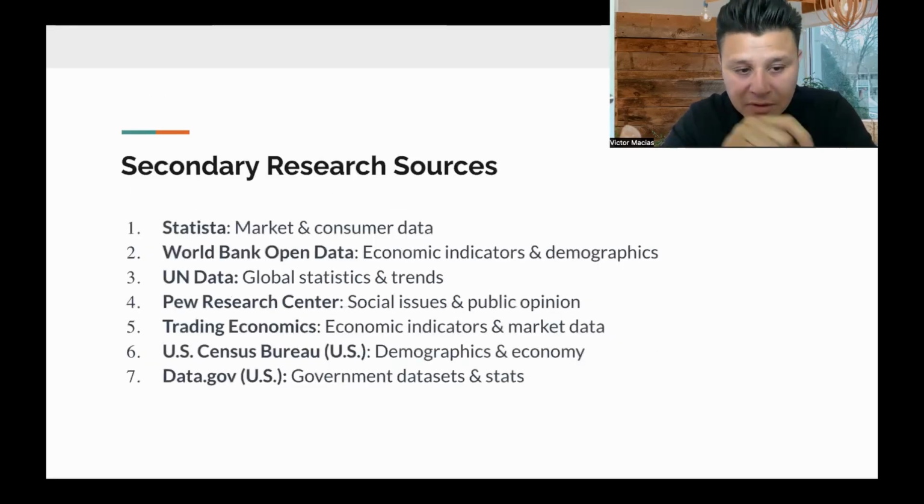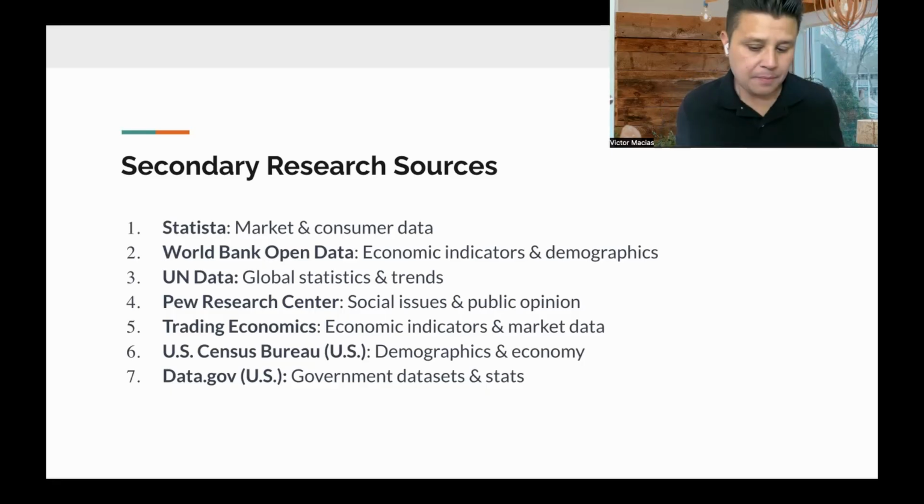I'm going to have these resources downloadable in the module, but I just kind of wanted to highlight a couple of them. These are some great sources for secondary research. There's Statista, which gives you a lot of good data. The US Census, you can get a lot of demographic and economic information. Data.gov, World Bank, Open Data. There's a lot of secondary research available.